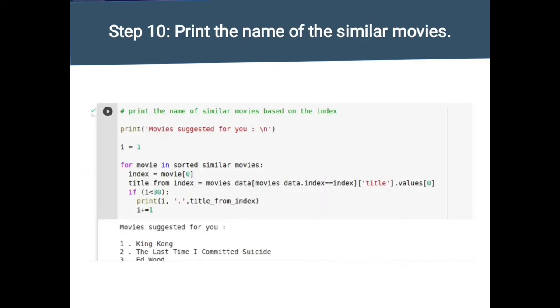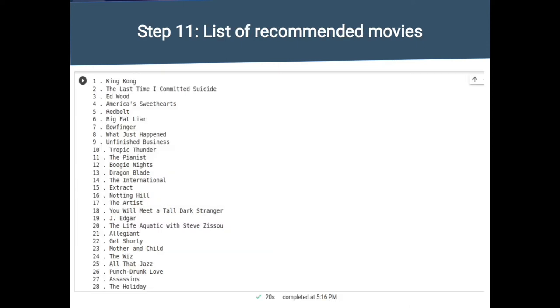And now step 10 is to print the names of the similar movies. Using a for loop, we print the names of the movies from the previous list we have got. And this is the syntax for printing the names of the movies using a for loop. The last step here is the list of recommended movies. Hence, we got all the movies according to the cosine similarity.